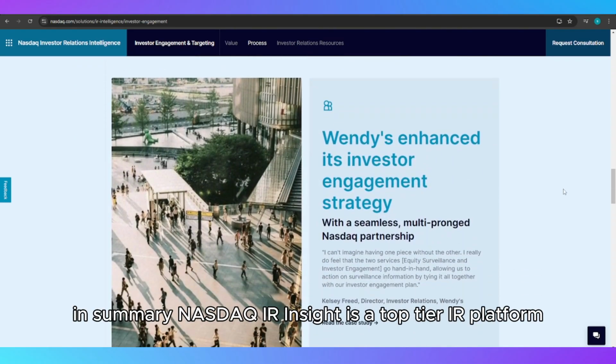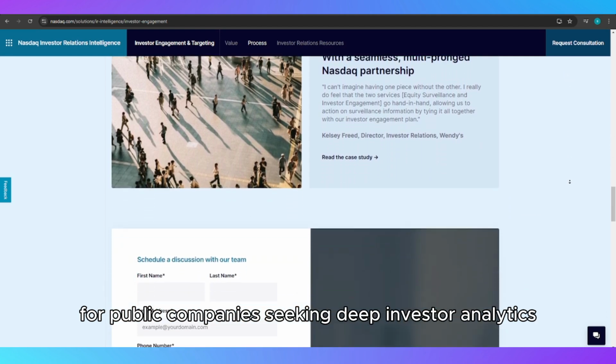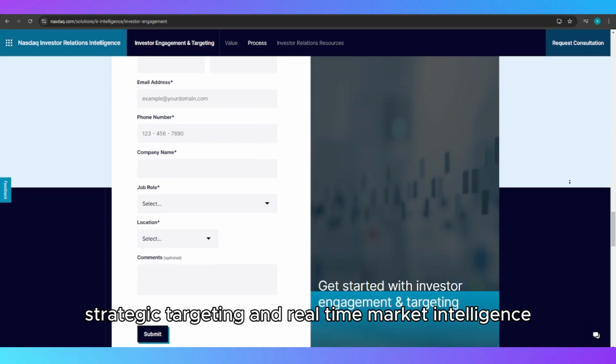In summary, Nasdaq IR Insight is a top-tier IR platform for public companies seeking deep investor analytics, strategic targeting, and real-time market intelligence.